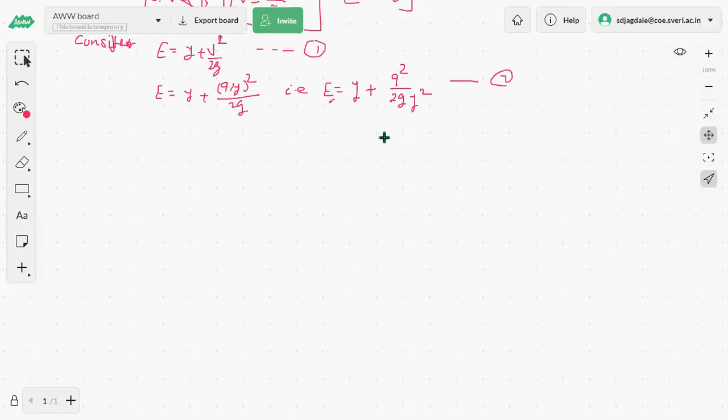And another method is that firstly we draw a curve for the potential energy. That is, y and E are directly proportional to each other, so this is a straight line. That is a curve for the potential energy, a straight line passing through the origin.